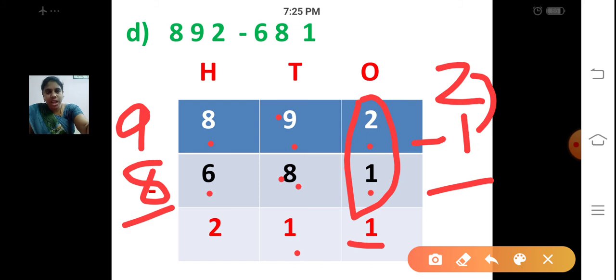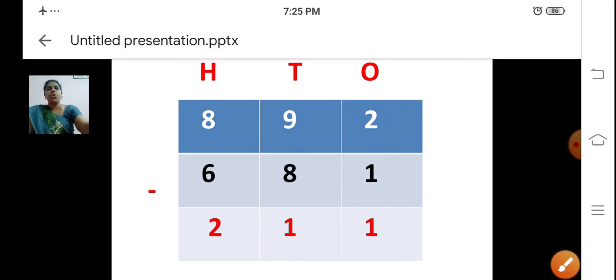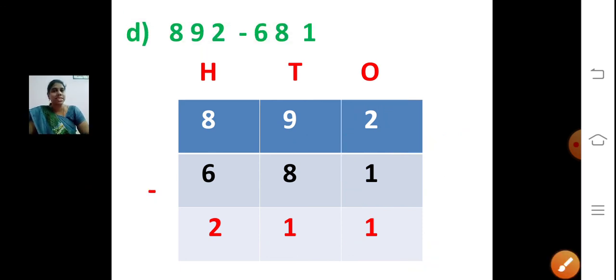Let's move on to the hundreds place. 800 minus 600. 8 minus 6. Start from number 6. Count forward till you reach 8. After 6, 7, 8. So 200. 800 minus 600 is 200. So the answer is 211. When you subtract 681 from 892, the answer is 211.